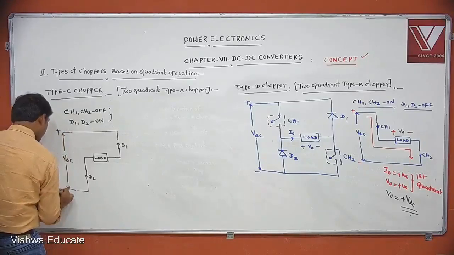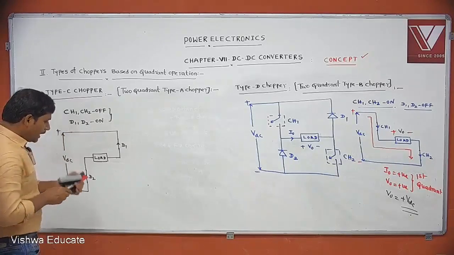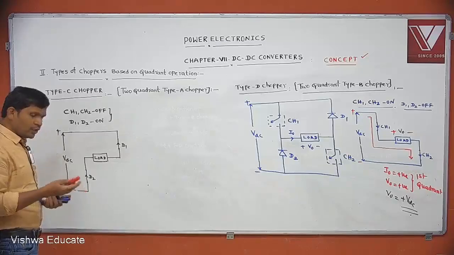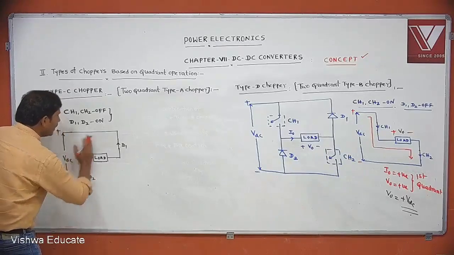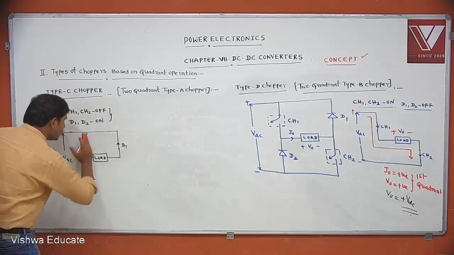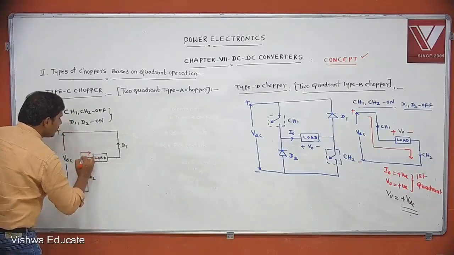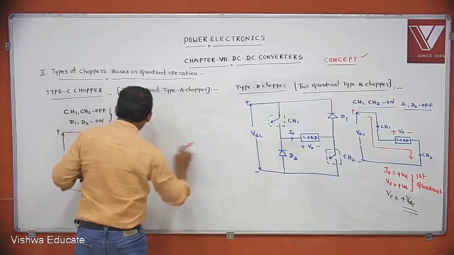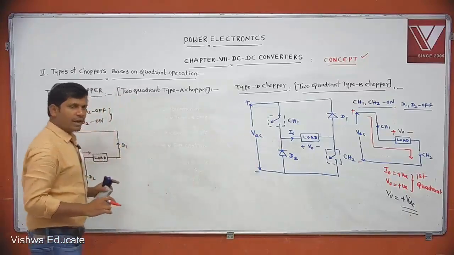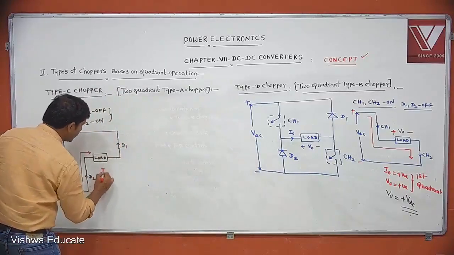Plus, minus. Now, see the direction of current supplied by D1 and D2. Because the D1 diode is represented like this, and the D2 diode is also represented like this, that's why it supplies the current in this direction. This current and the assumed current, same direction or opposite direction? Same direction. That means I0 is positive.